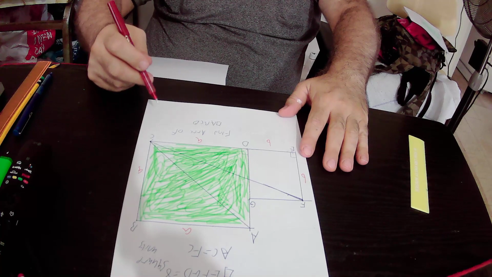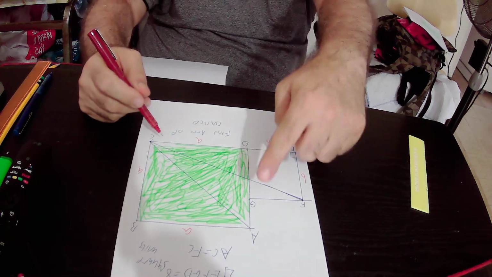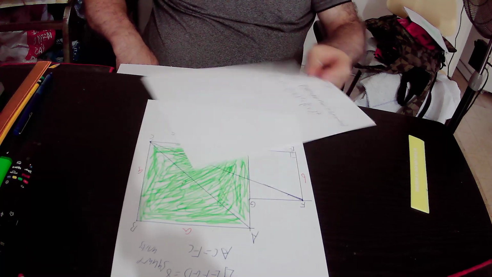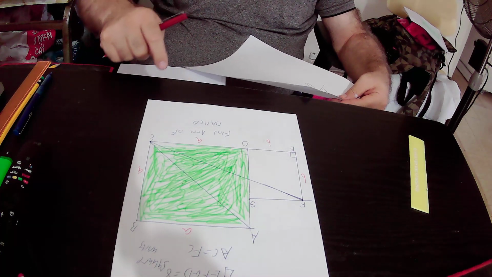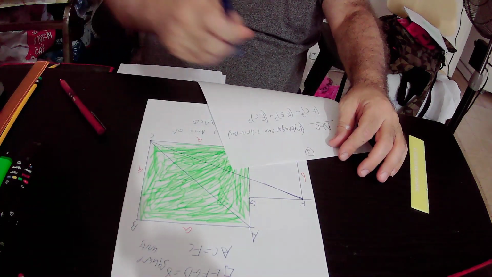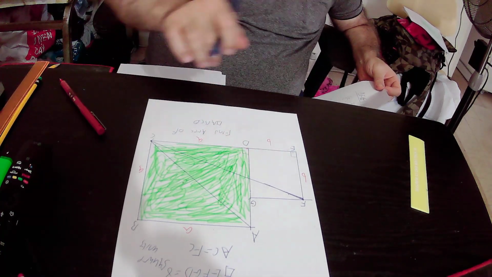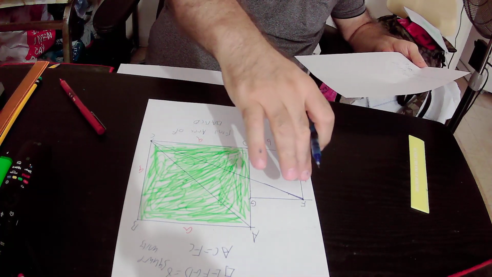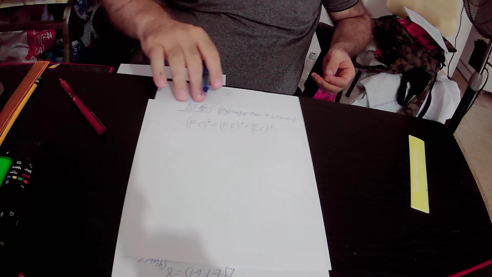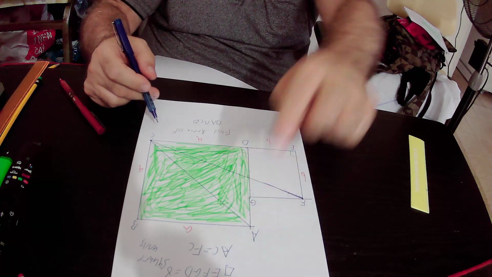Okay, so we know also that AC equals FC. In the right triangle FEC, we know that FC square equals EF square plus EC square. The square of the hypotenuse, FC square, equals FE square plus EC square. But we also know that FC equals AC. It is given to us in the question.